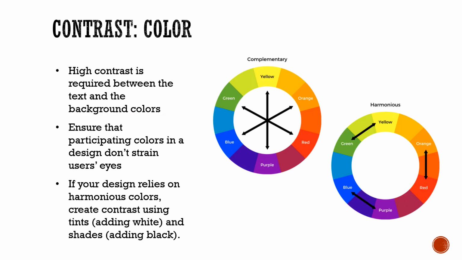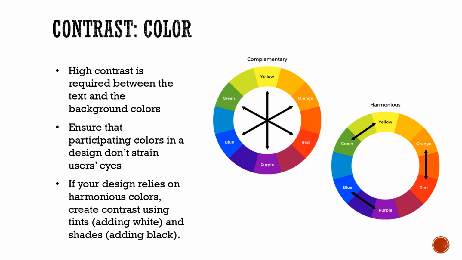So, the most common way to incorporate contrast is by using color. Complementary colors, across from each other on the color wheel, such as maybe blue and orange or yellow and purple, have high contrast. While harmonious colors, the ones that are beside each other on the color wheel, such as red and orange, have low contrast.